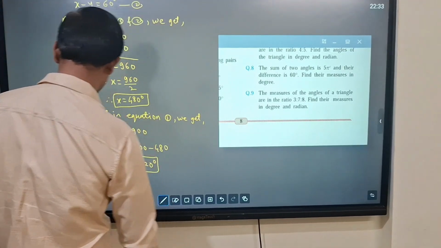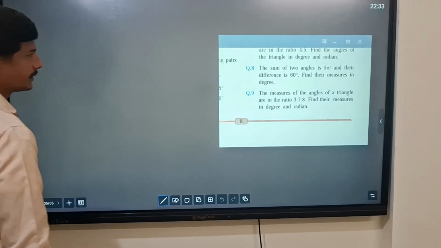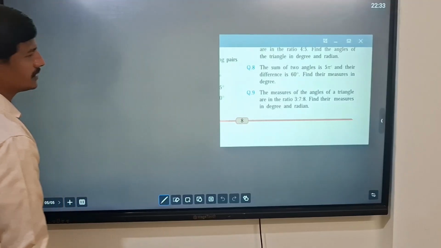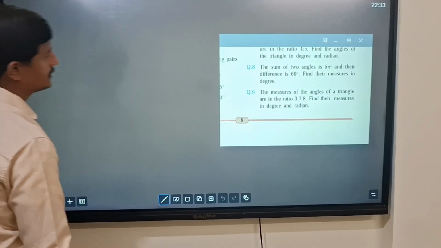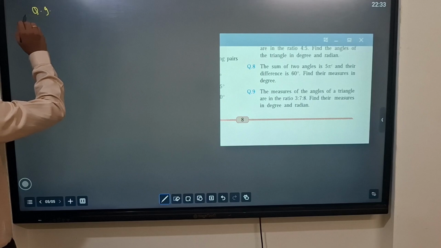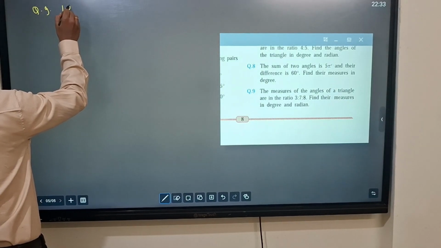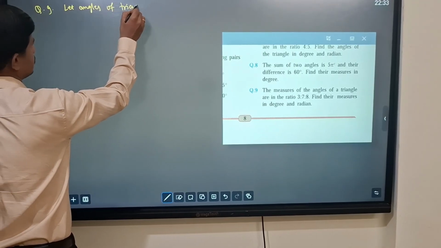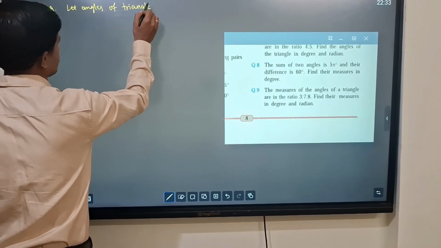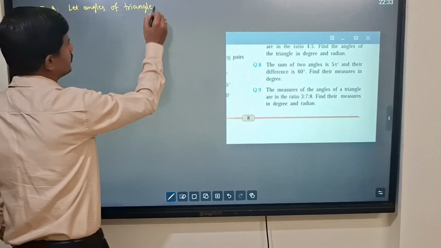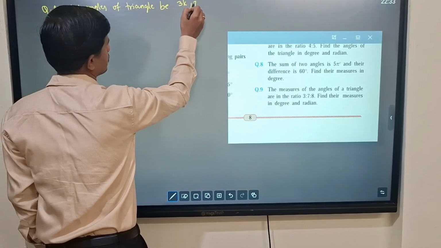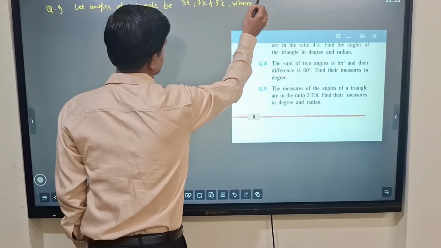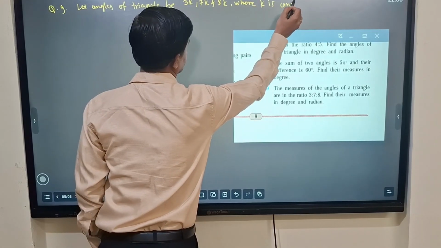Okay, now next, the measures of the angles of a triangle are in the ratio of 3:7:8. Find their measures in degree and radian. Question number 9. Let the angles of the triangle be 3K, 7K and 8K, where K is constant.